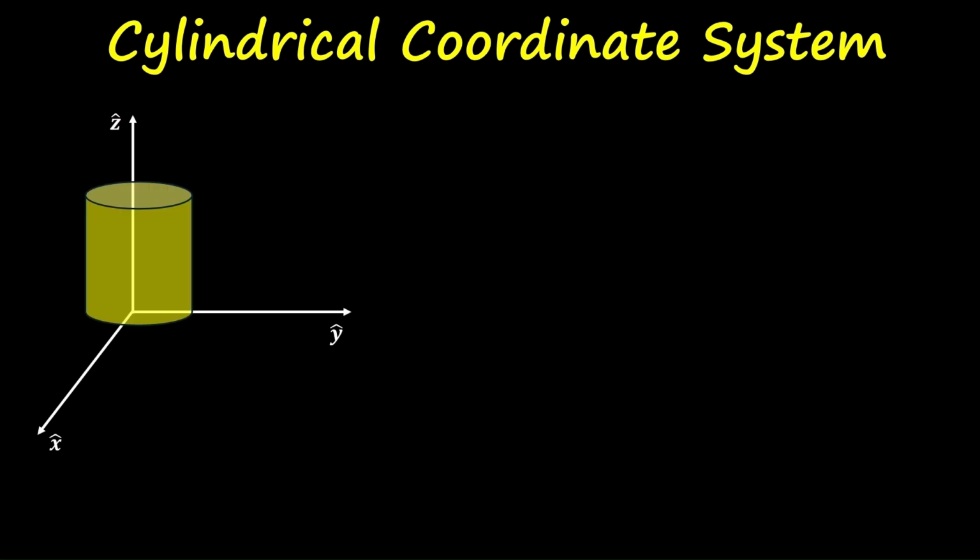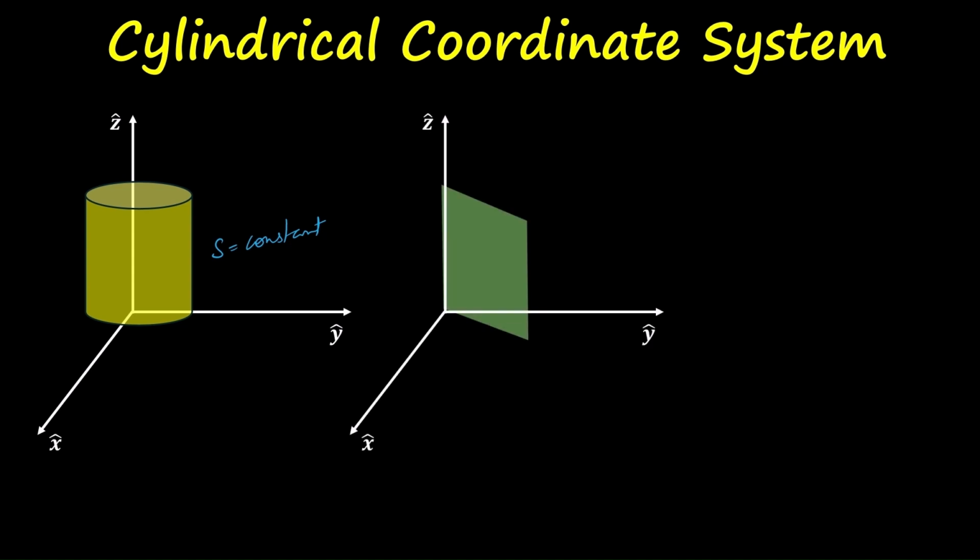Now let us try to visualize the different types of surfaces where s is constant, or phi is constant, or z is constant. In the Cartesian coordinate system, if we draw a cylinder, then on the curved surface of the cylinder, if you take any point, you'll find that its distance from the z-axis is constant. So this is the surface where s is constant.